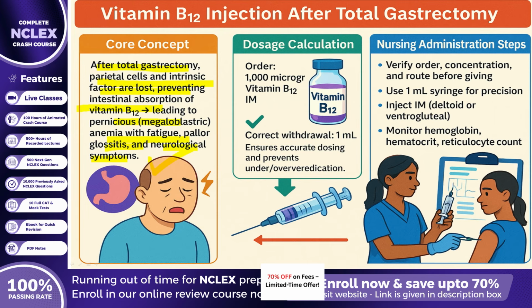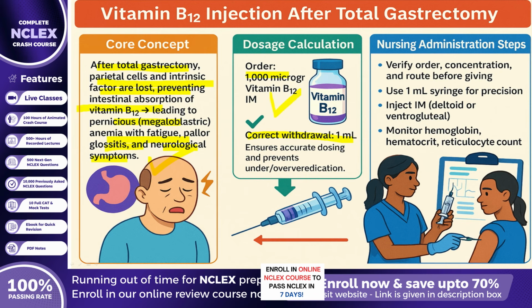Next, let us apply a precise dosage calculation. The vial label indicates a concentration of 1 milligram per milliliter, and since 1 milligram equals 1,000 micrograms, the available dose is exactly 1,000 micrograms per milliliter. The provider's order is for 1,000 micrograms. Therefore, the nurse must withdraw 1 milliliter of the solution. This precise measurement ensures the client receives the prescribed amount required to correct the anemia and prevent irreversible neurologic injury.